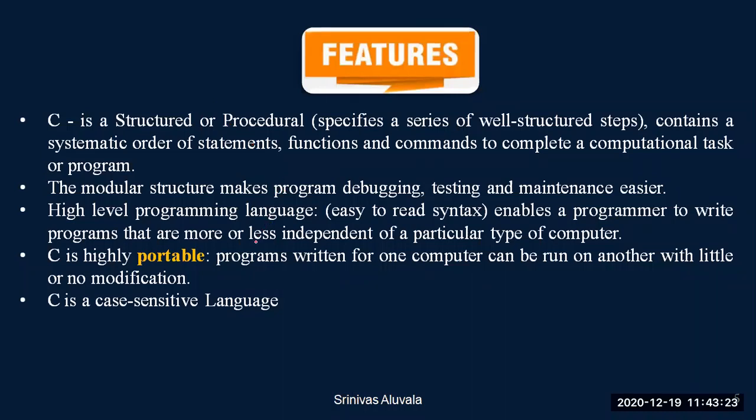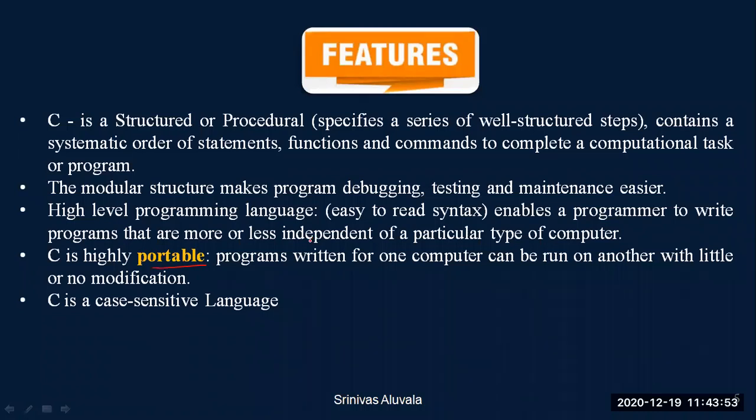And C is more or less independent of a particular computer type. It is highly portable. C is a highly portable language. A C program written on one computer can be executed on another computer with little or no modification. Once a C compiler is available on any of the machines, once we write a program on one machine, it can be taken from that machine to another machine, and we can execute it and get the solution. That's one of the features of C.